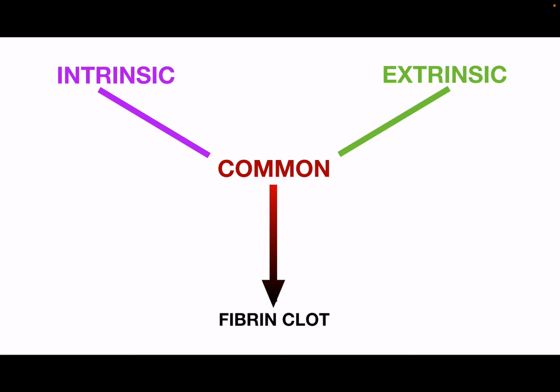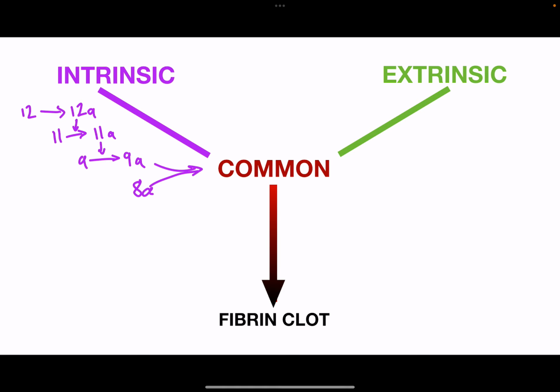So to start with the intrinsic pathway, this is essentially a series of enzymes cleaving each other into activated forms of the enzyme to then feed into the common pathway. And the way that's easy to remember this is just to count back from 12, skipping out 10. So 12, 11, 9, 8. So you can see factor 12 becomes factor 12A, which makes factor 11 into activated factor 11 or 11A, and so on and so forth. And finally, activated forms of factor 9 and factor 8 form together into a kind of protease, and they feed into the common pathway.